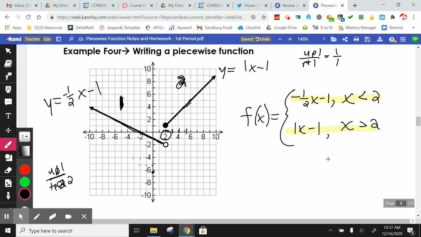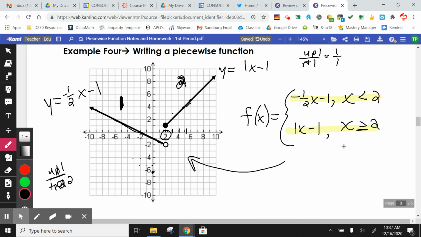And then notice where the solid dot is at. Isn't the solid dot in the second one? So that's the one that we want to use our equal sign for. All right, that's this piecewise function for this graph right here. All right, makes some sense, hopefully. A little bit. All right.